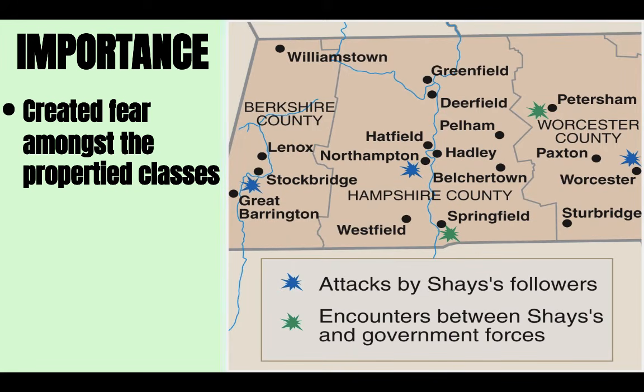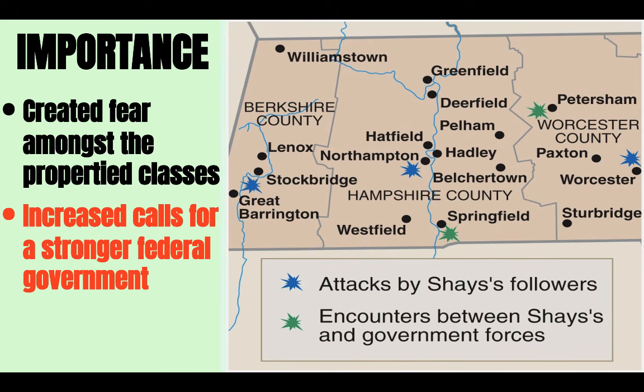As mentioned, Shays' Rebellion created a fear amongst the propertied classes. There was no way the Articles could respond. They can't fund a military, and Shays' Rebellion was actually put down by a state and privately funded militia. Shays' Rebellion led to increased calls for a stronger federal government, and for many, the rebellion demonstrated the weaknesses of the Articles of Confederation. It seemed like the Articles were not capable of governing, and some began to ask, maybe we need a new government.